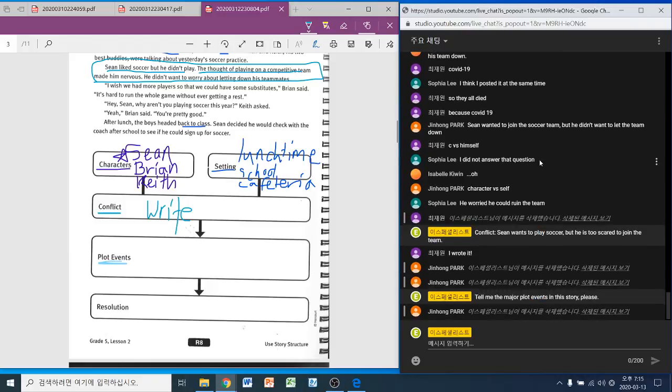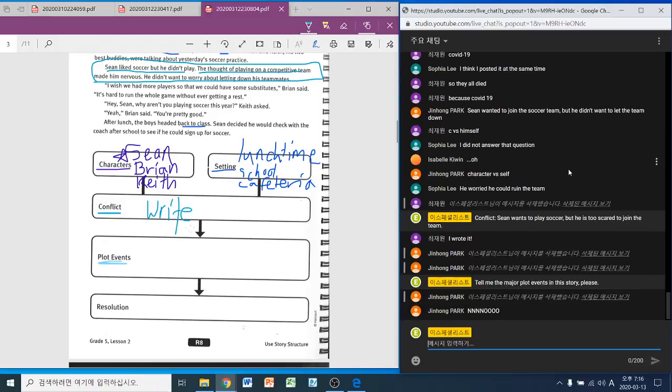Okay, no emojis. Alright. What are the major plot events in this story? Do not include the conflict or the resolution. These are things that happen between the conflict and the resolution. Jinhong says, no, don't tell me the major plot events in this story. No, you have to answer the question, Jinhong. Jinhong, tell me the major plot events in this story.